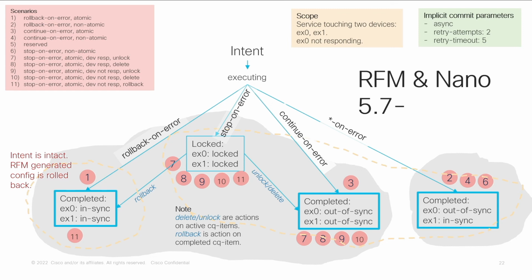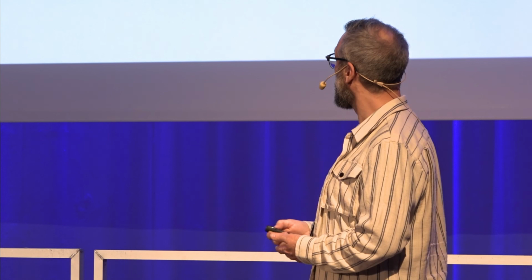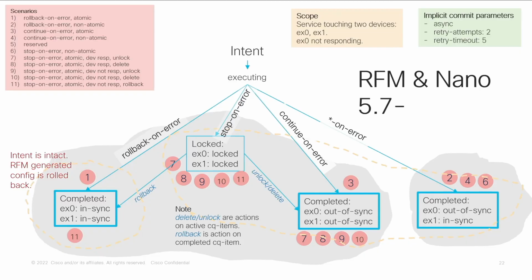We can actually visualize this, but when you use rollback on error, and you have, for example, a nano service, it is only the last transaction that will roll back. So if you have a multi-step service, it will only be the failed part that will be rolled back. So you will still have some service intent and possibly some device configuration already in CDB.